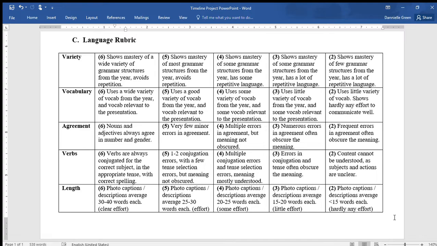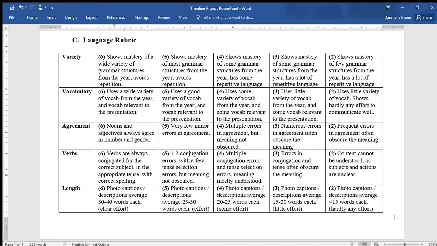When you want to show a variety of grammar structures, think about ways when you can incorporate multiple verb tenses in one caption. For example, in this picture, I was playing basketball. I was athletic then, and I'm still athletic now. That way we're using both past and present tenses.